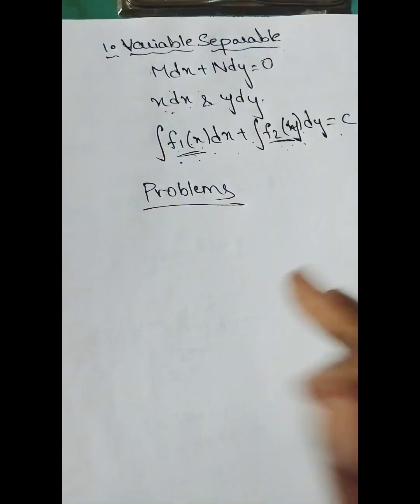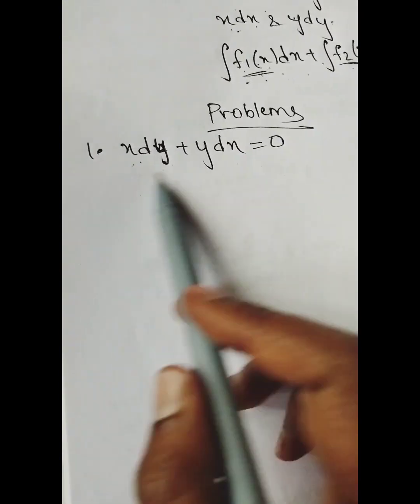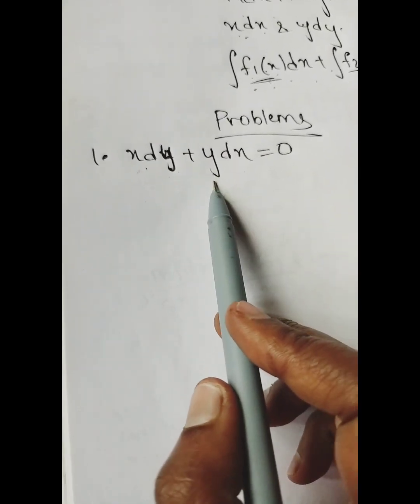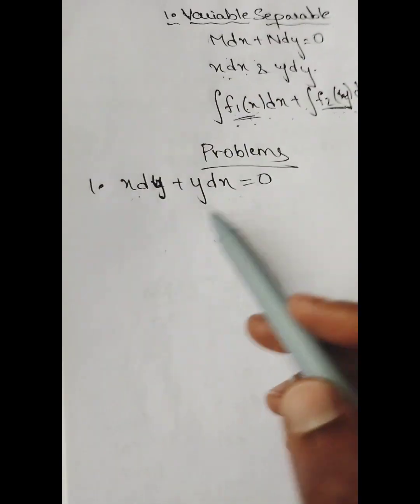So let us take the first problem. The first question is given here: solve x dy plus y dx equal to 0. You need to solve this differential equation and find the solution of this. How to find this? We have the variable separable method. By using that we are going to do it now.